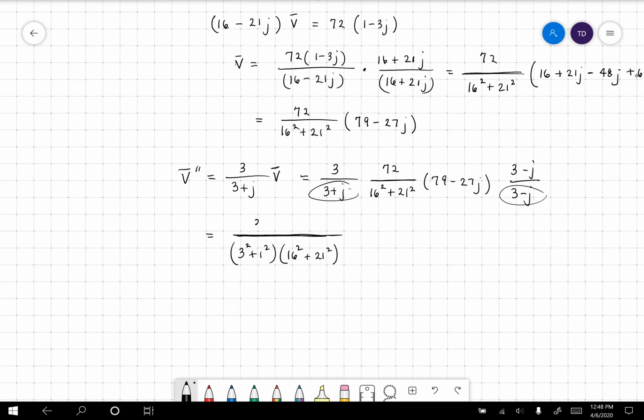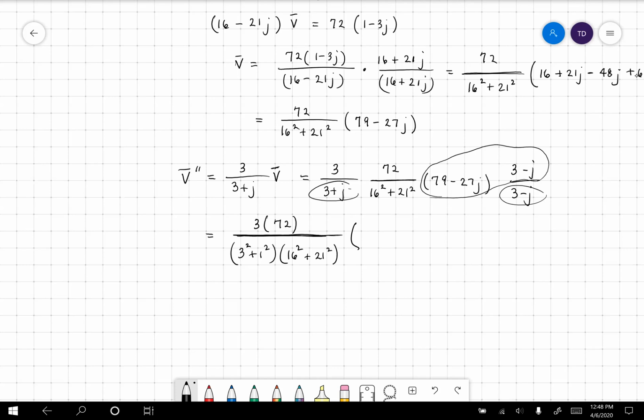In the numerator, I have 3. I have 72. Those are all real numbers. And this product right there is where the imaginary part will come in. So there'll be a real part and an imaginary part. So let me do this. I'm going to pull up my calculator here and start to calculate.